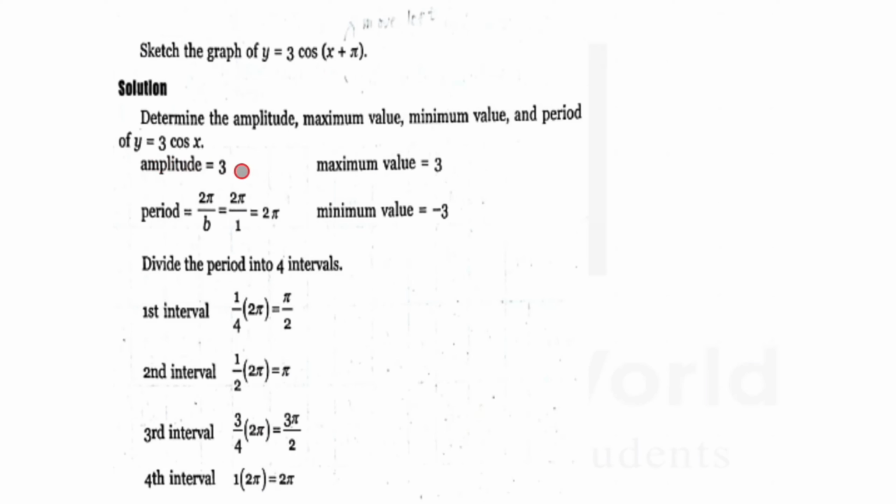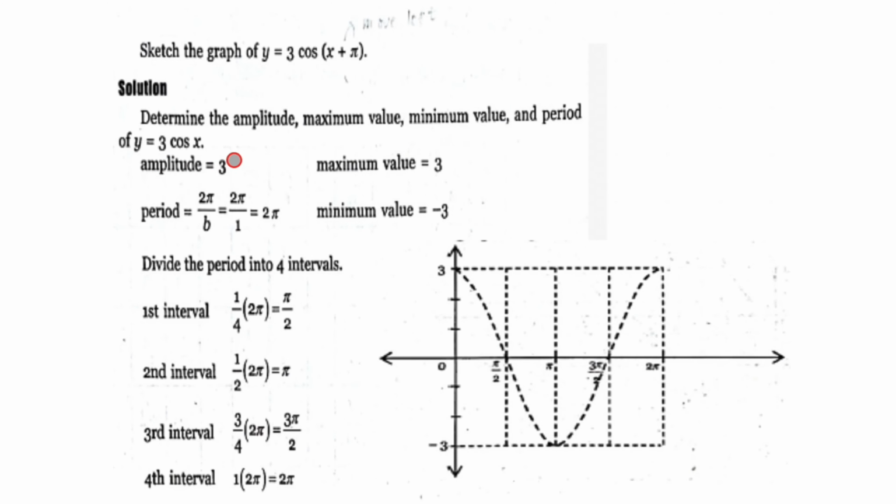So, amplitude is equal to 3, because from here, this is the amplitude. So, this will be positive. So, maximum is positive, then minimum is equal to negative. Then, period is 2 pi over b, which is equal to 2 pi over 1, because there is an invisible 1 here. Cosine has an invisible 1, so that is the b. That is why we have 2 pi here.